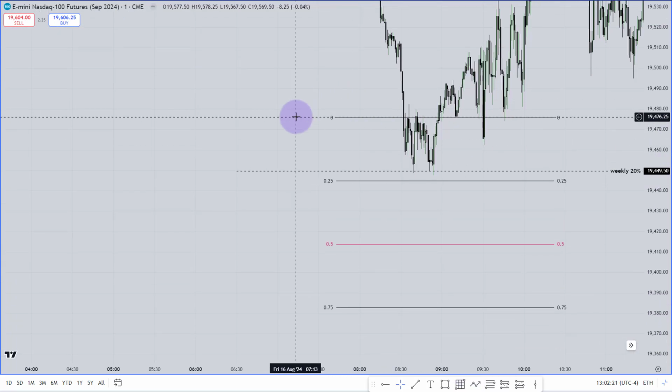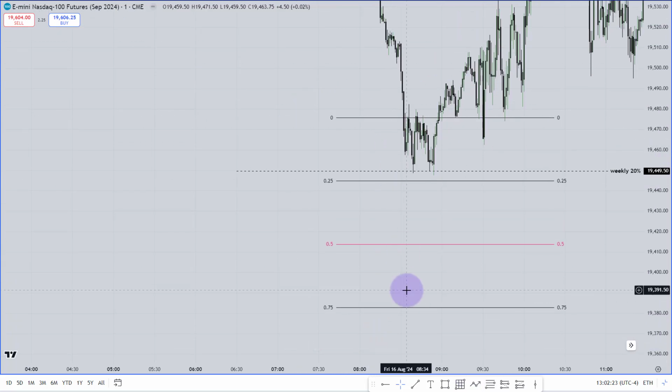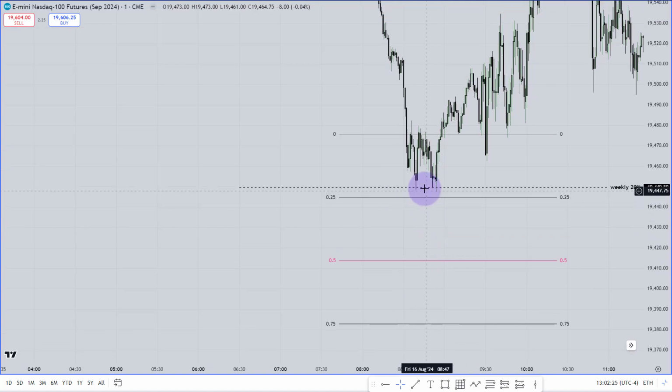Now I'm going to remove this line. So this is the opening gap range, and as per ICT's stream, you will see that this line and this 25% is overlapped. What is that line?